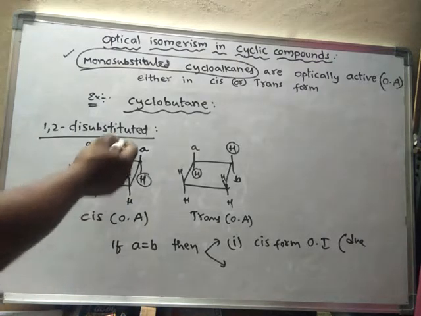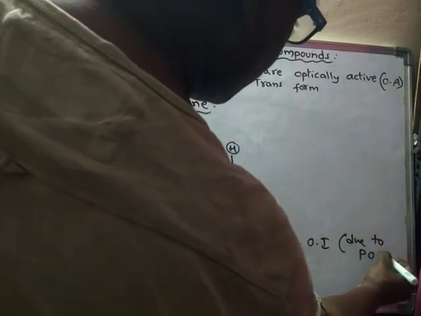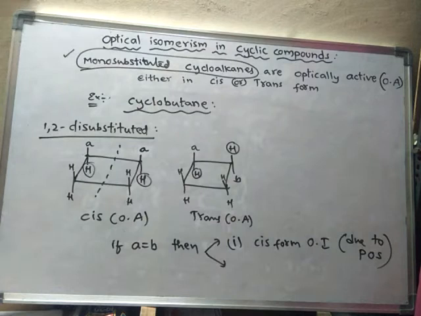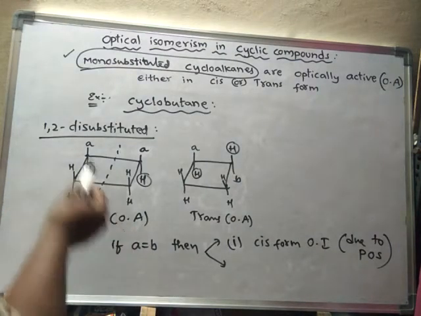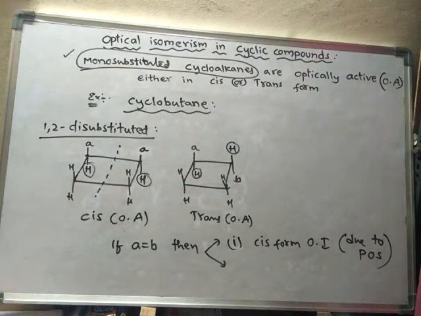So here, due to the presence of a plane of symmetry, the cis form, if A is equal to B, that means the B is changed to A, that means if these two are same, then the cis form is optically inactive. OI means optically inactive. This is due to the plane of symmetry. There exists a plane of symmetry.